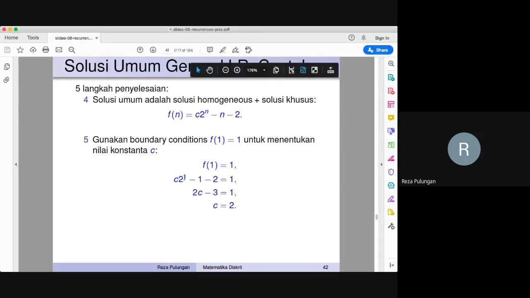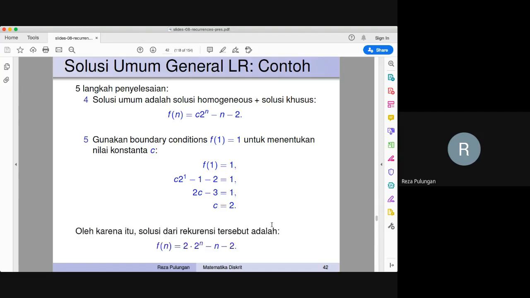f1 is c multiplied by 2 to the power of 1 minus 1 minus 2, and this is equal to 1. So 2c minus 3 is equal to 1. So c is equal to 2. So based on this, we know what c is. C is equal to 2. So fn is equal to 2 times 2 to the power of n minus n minus 2. And the final solution is fn is equal to 2 to the power of n plus 1 minus n minus 2.